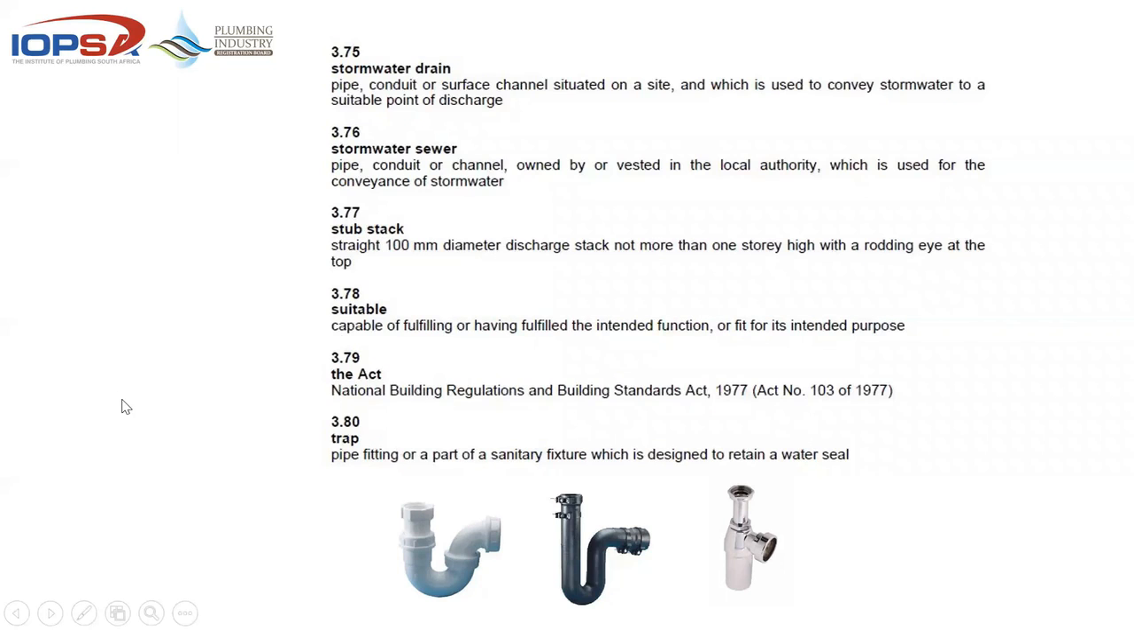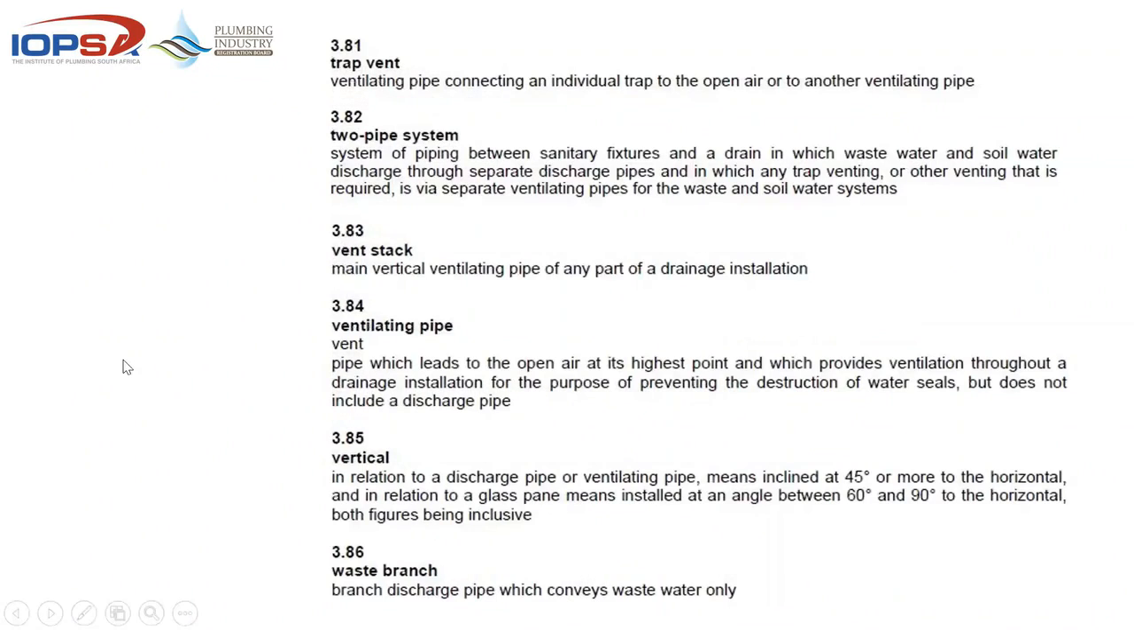A trap is a fitting or a fixture which is designed to retain a water seal, 75 mil for a basin and 50 mil for a toilet. You would be able to connect that to a single stack. Trap vent, something you don't see that often, two-pipe system. Also soil and vent, if you look at 10400 Part P, it would be for buildings that have got long runs or hospitals, etc., where you actually have to separate the soil and the waste and run them into two separate lines to get them to the outside of the building.